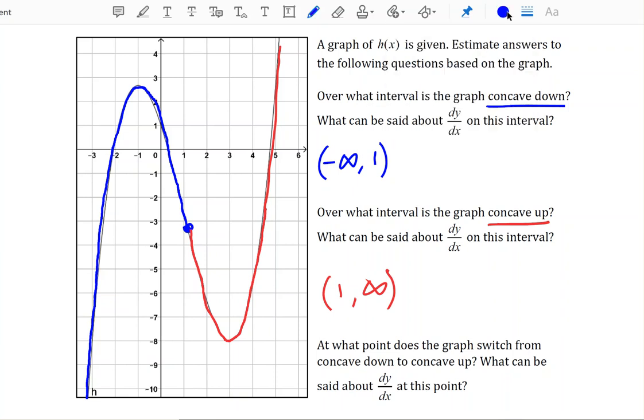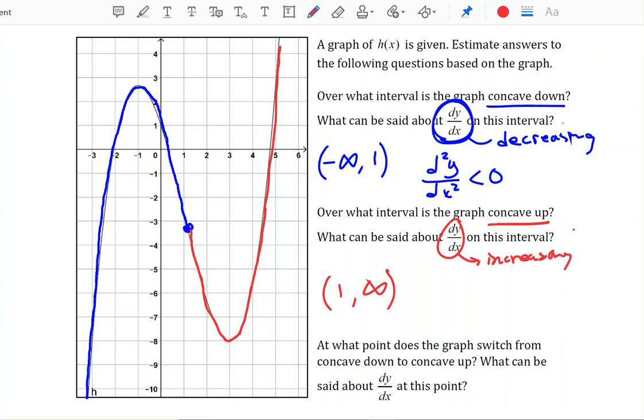Well, what can be said about dy over dx on this interval? Well, in the blue part of the graph, the concave down part, we know that dy over dx is decreasing. And if that is decreasing, we mean that the rate that these slopes are changing is negative. A way for us to write that is to say that the second derivative of the graph in this case is less than 0. As opposed to the red section of the graph where these slopes are increasing as we move to the right, and we would say that d squared y over dx squared is greater than 0, or the second derivative is greater than 0.